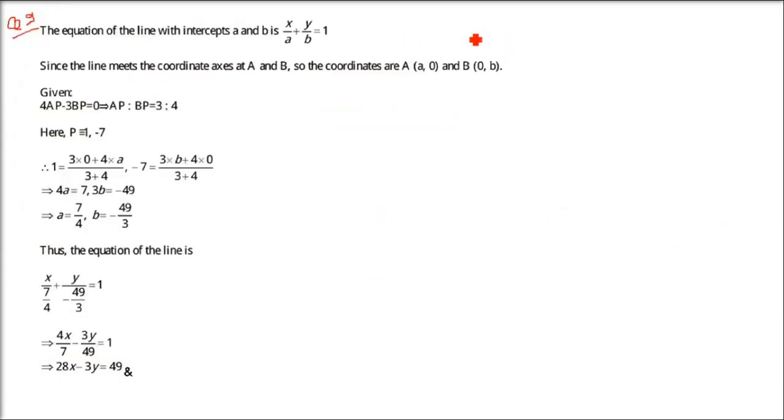Now this is question number 9. Find the equation of the line which passes through point P (1, -7) and meets the axes at A and B respectively, so that 4AP minus 3BP equals 0. So the situation is like this. This is just for your understanding. Now this line can be anywhere, just to understand.